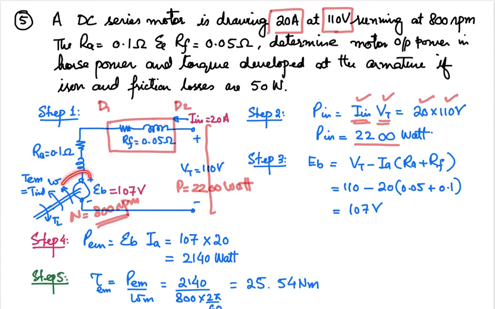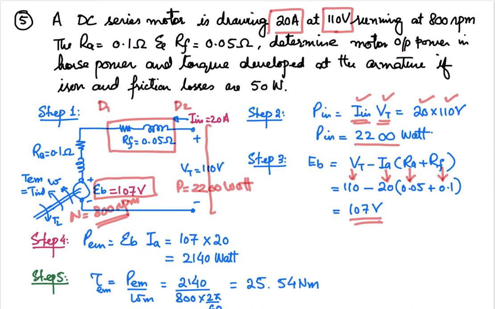So how to find out this back EMF? Terminal voltage Vt minus this voltage drop minus this voltage drop, that you can see over here: terminal voltage minus IA RA minus IA RF. So it can be written like this. Now if we plug in the values, the terminal voltage, armature current, armature resistance, and field resistance, we get 107 volts. That is the back EMF at this particular condition when the machine is running at 20 ampere at 800 rpm.